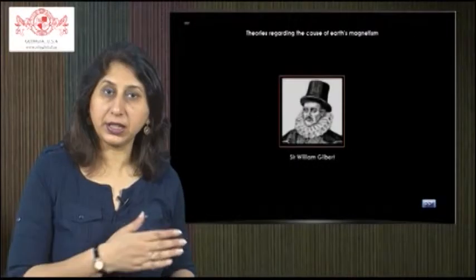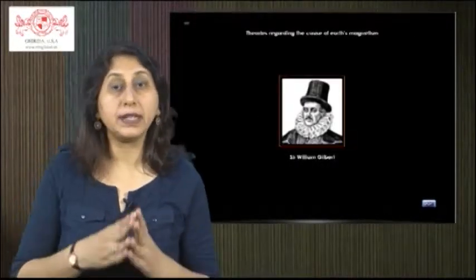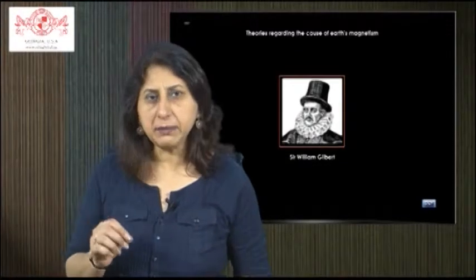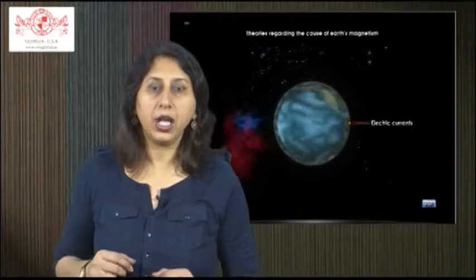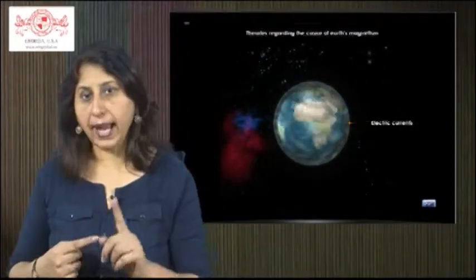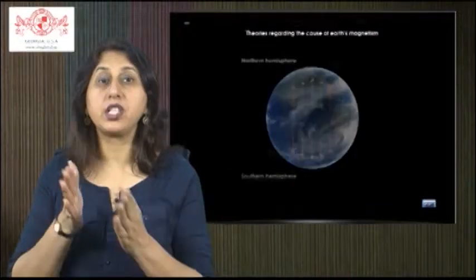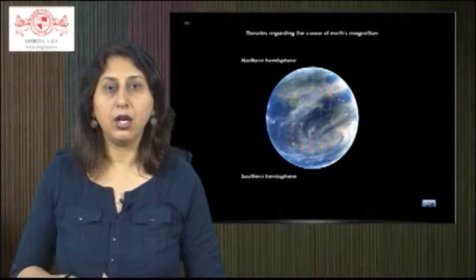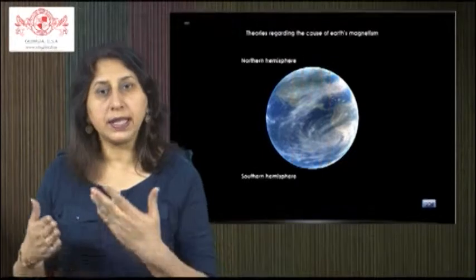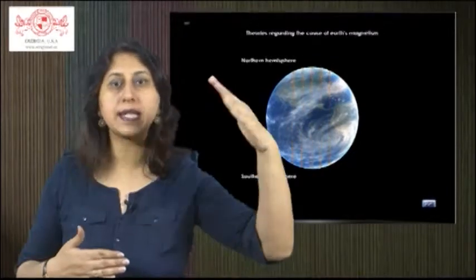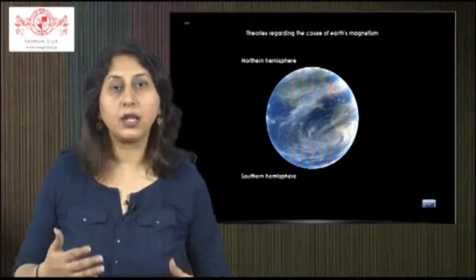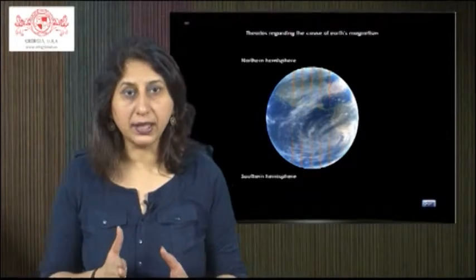Now we shall look at the theories regarding the cause of Earth's magnetism. Sir William Gilbert gave the idea that Earth's magnetism is due to the circulating electric currents near the outer surface of the Earth. The rotation of the Earth about its own axis is responsible for the generation of these currents. Hot air blowing from the region near the equator and moving towards the northern and southern hemispheres causes an electrification of Earth, leading to Earth's magnetism.